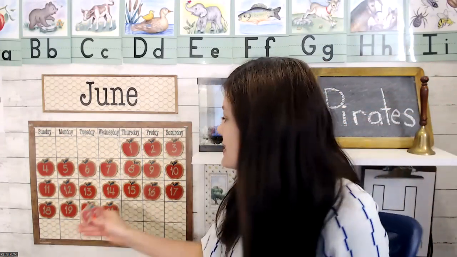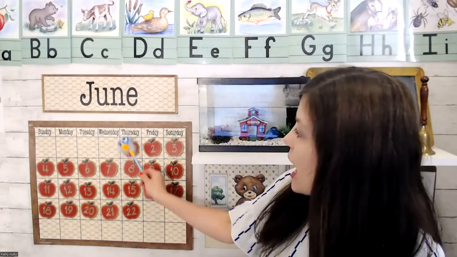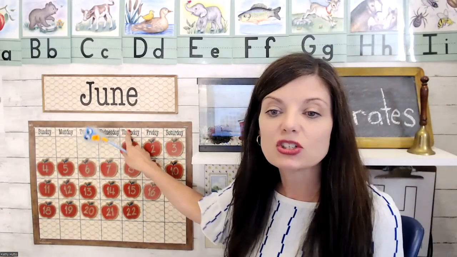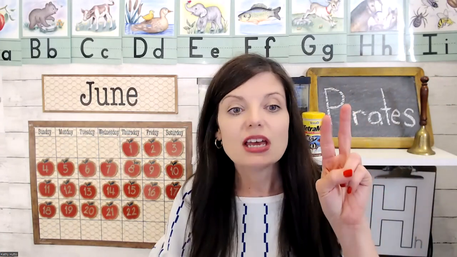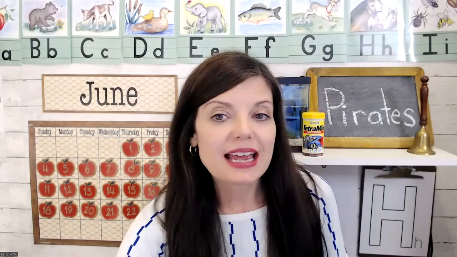Can you say that? June 22nd. That's today's date. If you go up to the top, you can see that the day of the week starts with a T and an H. TH together makes the sound th, th, th. So what day is it today? Th, th, th. Thursday. Good job.